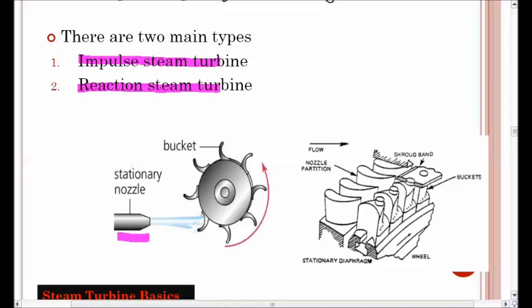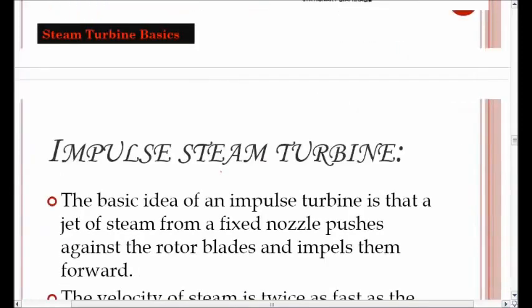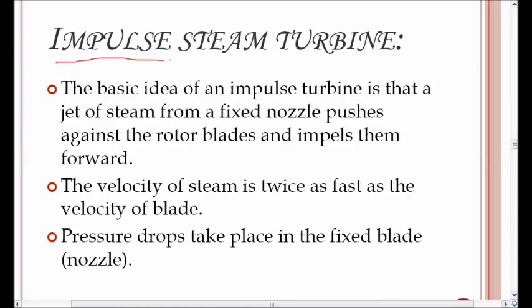Here a stationary nozzle has high pressure steam coming out from its nozzle, and the steam which is injected, coming out from the stationary blades, hits the bucket of a rotary mechanical device. So what is an impulse steam turbine mechanism? The basic idea of an impulse turbine is that a jet of steam from a fixed nozzle pushes against the rotor blades and impels them forward.